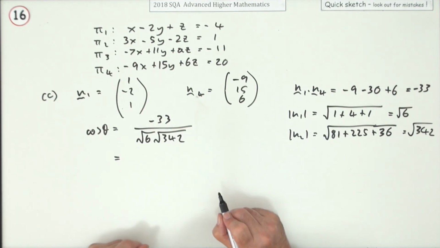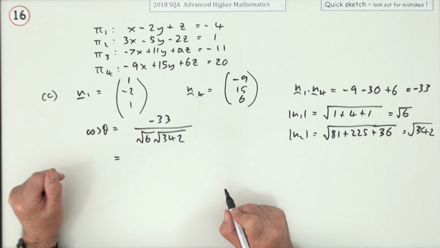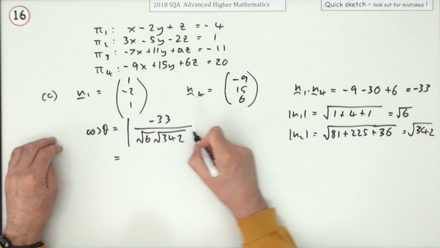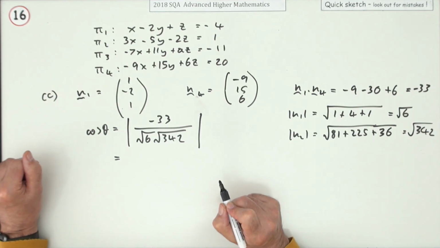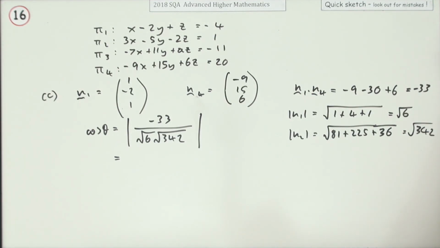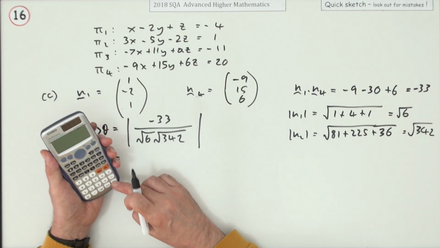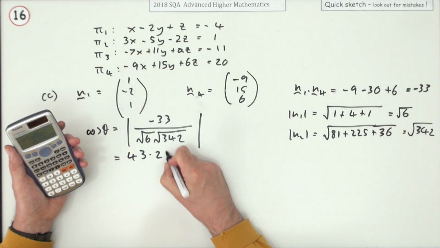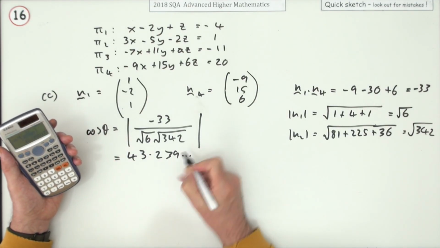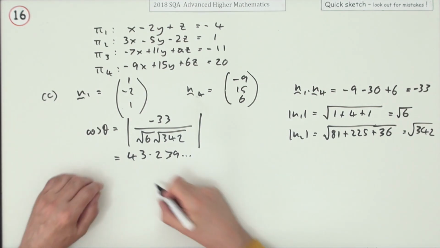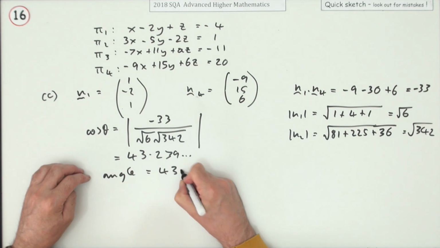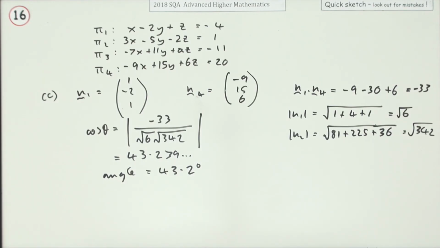Now you're just using your calculator. That negative means you're going to get an obtuse angle. You can sort that out to get the acute one if you want it by just taking the absolute value. And when you press the buttons, you get 43.239 and so on. So we'll just say this then. So the angle is going to be 43.2 degrees.